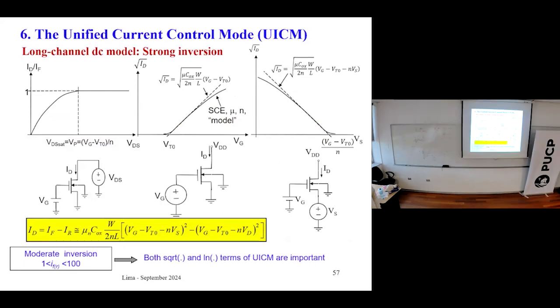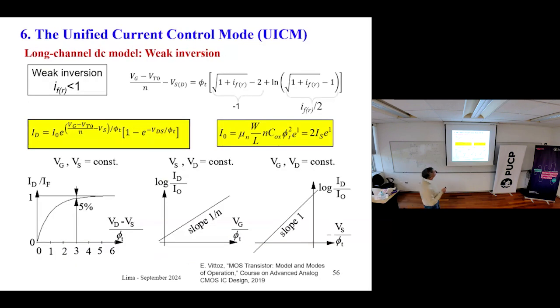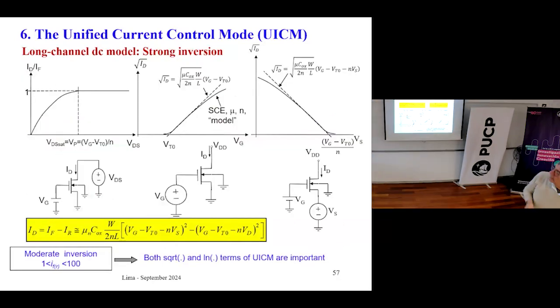Well, what about the strong inversion model? In the strong inversion model, you neglect the natural log term. You have this term here. And in fact, the model that I'm going to show is similar to the model of the textbooks, where the textbooks don't take into account this term, minus 1, because the square root of IF is much higher than 1 for strong inversion.